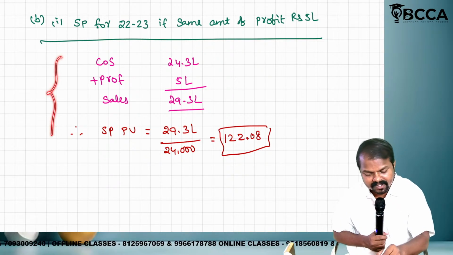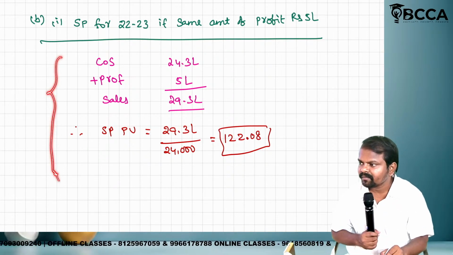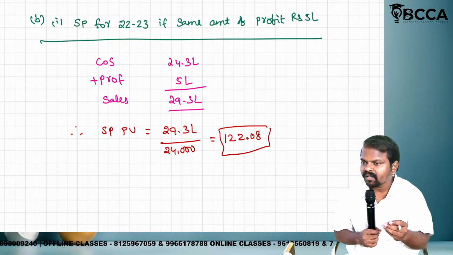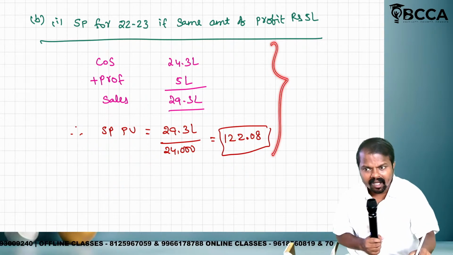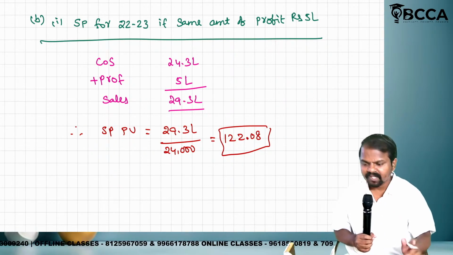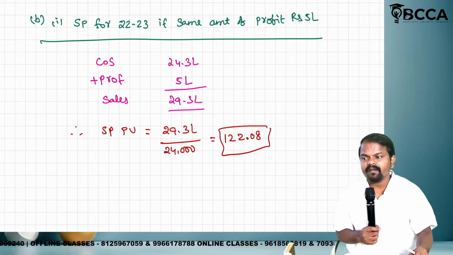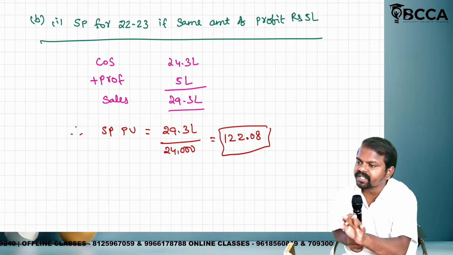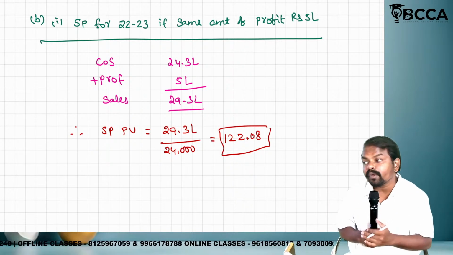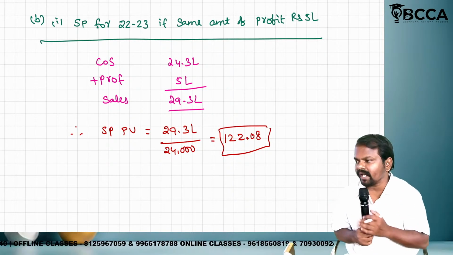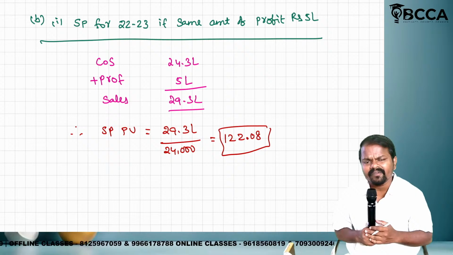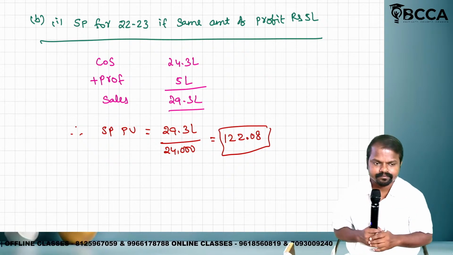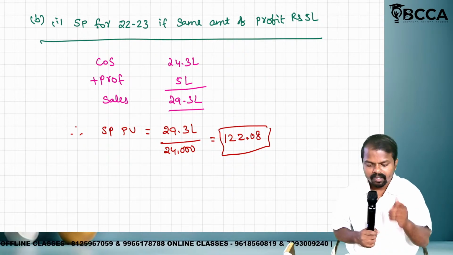Are you getting this calculation? Otherwise I have to repeat. Please respond. Is it understood? How is the 5 lakh obtained? That 5 lakh is referred to as last year's profit. How do you know the last year profit? Cost of sales is equal to 20 lakh, sales is equal to 25 lakh. It is the balancing figure only. Correct.